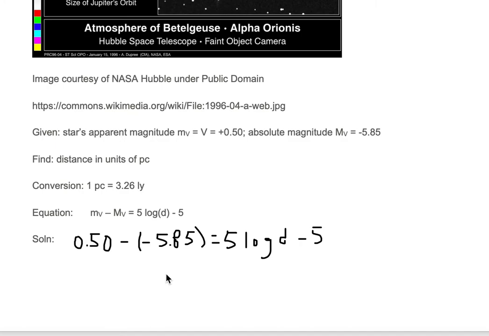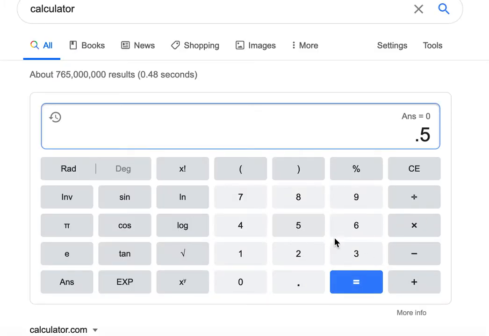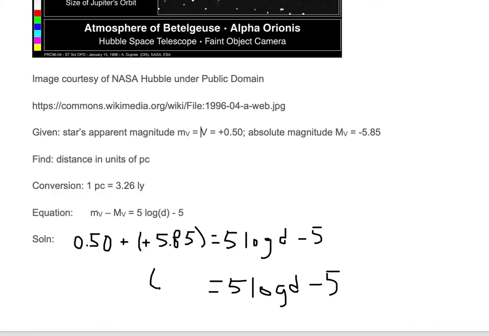First thing we want to do is handle the left-hand side of the equation. On the left-hand side, we have 0.50 minus minus 5.85. Well, a minus minus is the same thing as a plus, so we're just going to change it to a plus. So we want to take 0.50 plus 5.85. Let's plug it into our calculator: 0.5 plus 5.85 equals 6.35. So we want to put 6.35 on the left-hand side of the equation.